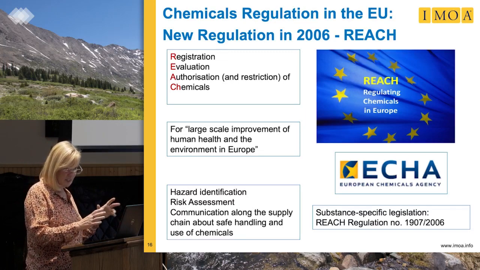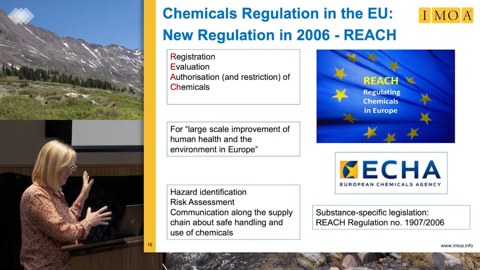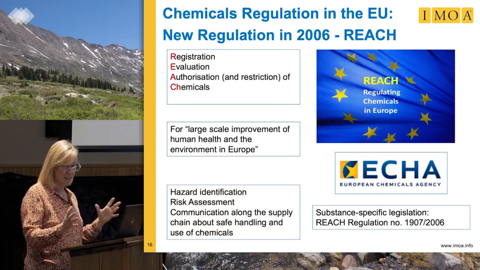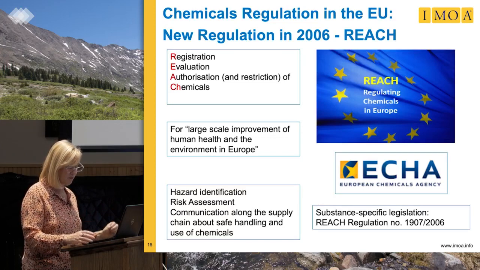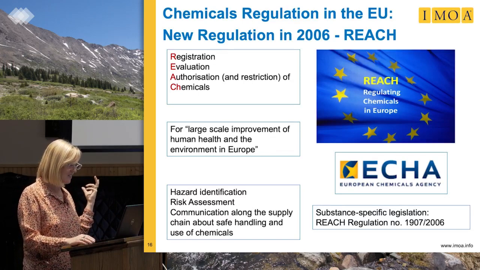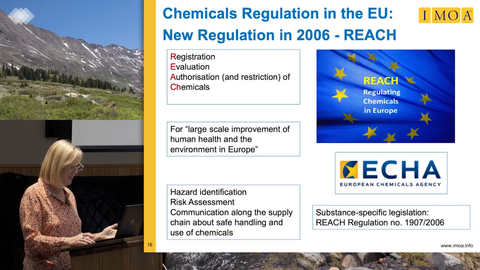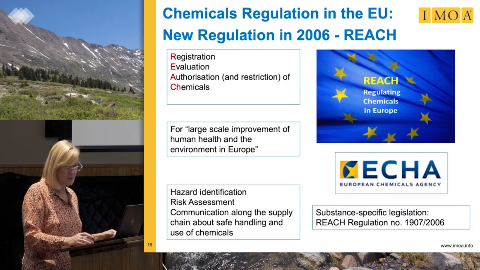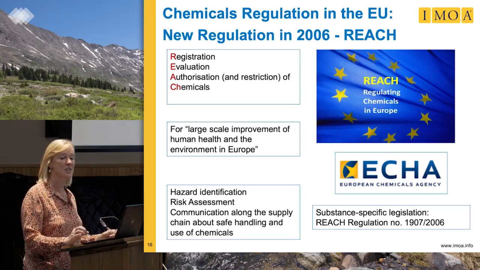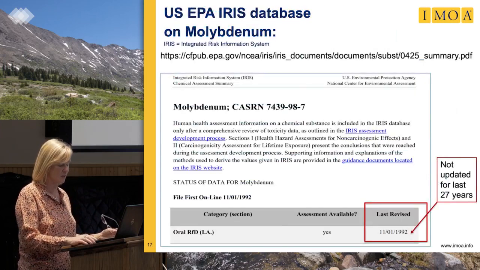That's not to say that we didn't have environmental legislation before. This umbrella regulation replaced about 40 individual regulations. And it's about hazard identification, hazard and risk assessment, and very much communication along the supply chain about the safe handling and use of chemicals. And it's a substance-specific legislation, so it's very much looking in depth at individual substances.